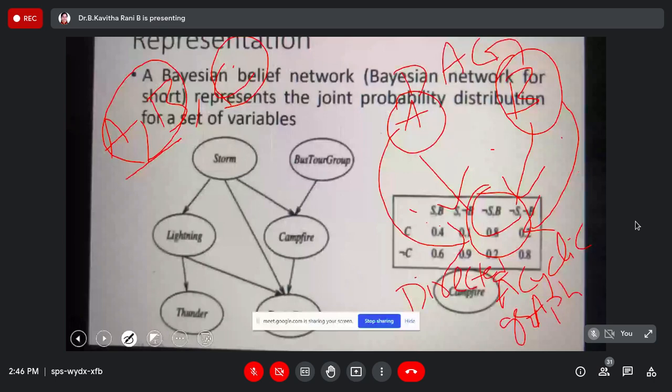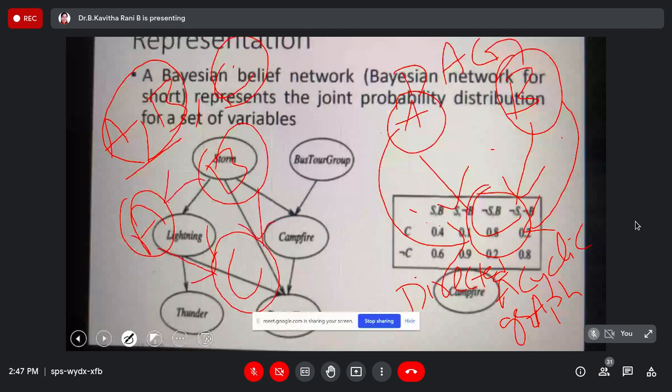Okay, if you take A, B, C, so this is connected with this, and this is connected with this, and this is connected with this. So this is also an acyclic graph. There is no cycle between the variables.